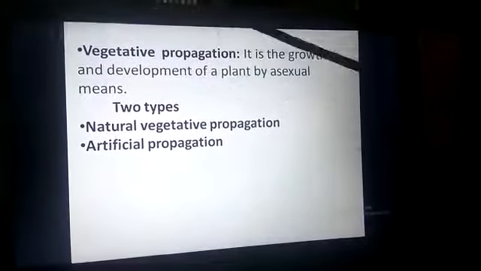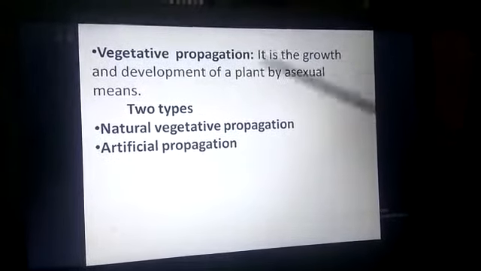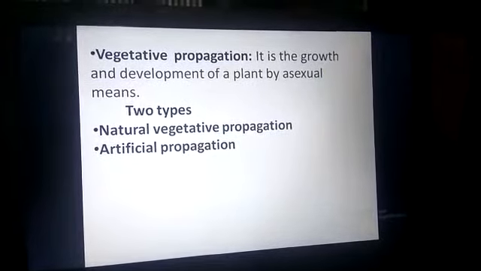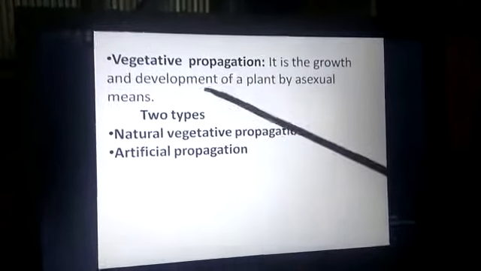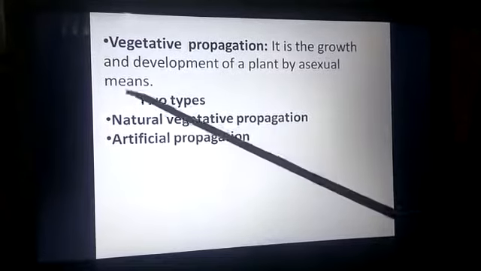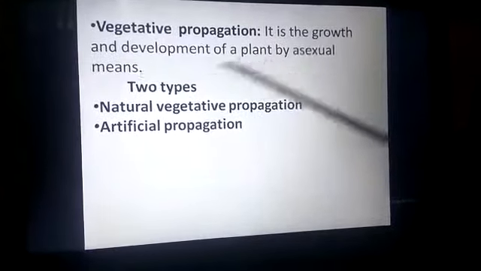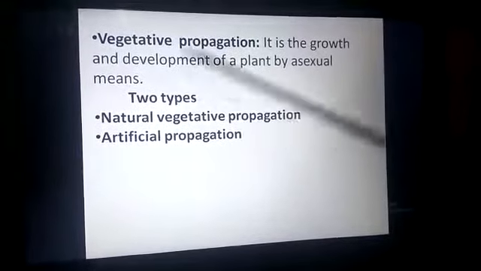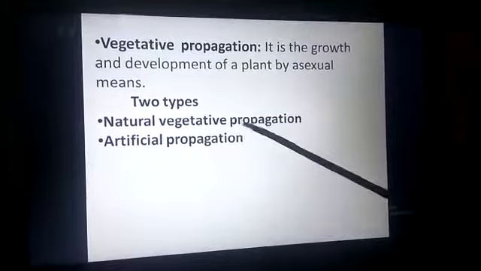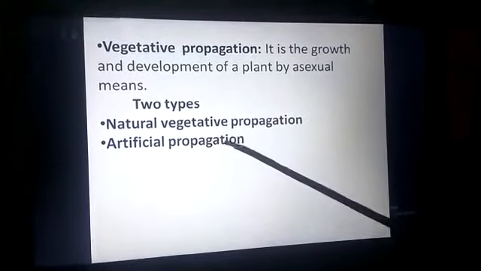So the next type of asexual reproduction is vegetative propagation. What is the meaning of vegetative propagation? It is the growth and development of plants by asexual means. Now, there are two types of vegetative propagation: natural vegetative propagation and artificial vegetative propagation.